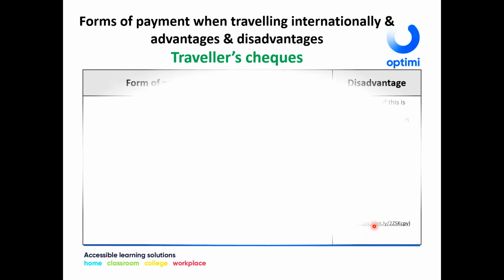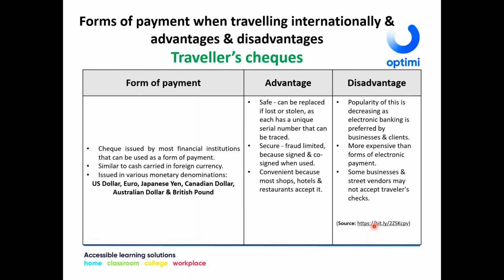The next one is a traveler's check. What is a traveler's check? A traveler's check is a check issued by most financial institutions that can be used as a form of payment. It is similar to cash carried in foreign currency, and it's issued in various monetary denominations. For example, your US dollar, euro, Japanese yen, Canadian dollar, Australian dollar, and British pound.